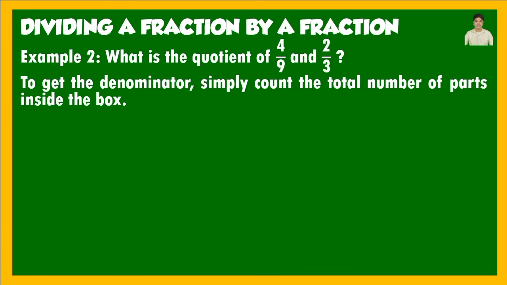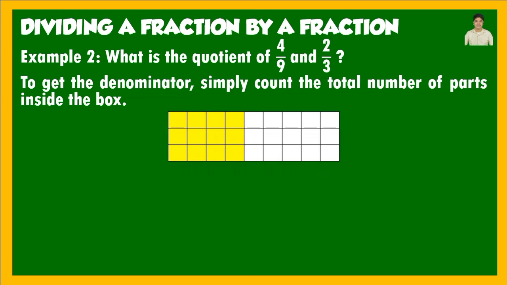Then finally, to get the denominator, simply count the total number of parts inside the box. So yung binox po natin kanina, ayan, bibilangin lang po natin yung boxes. So regardless po, di po natin tinitignan kung shaded ba or hindi. Kailangan lang po nating bilangin sila. So 1, 2, 3, 4, 5, 6, 7, 8, 9, 10, 11, 12, 13, 14, 15, 16, 17, 18.